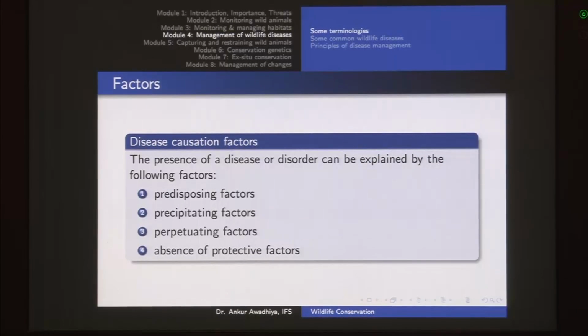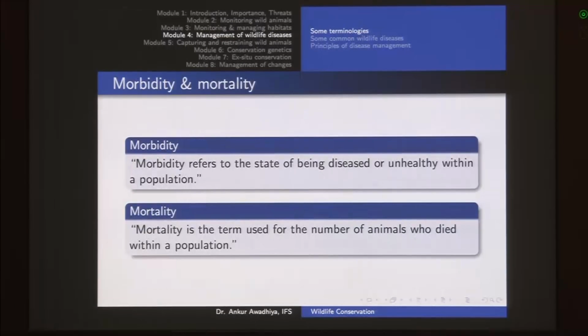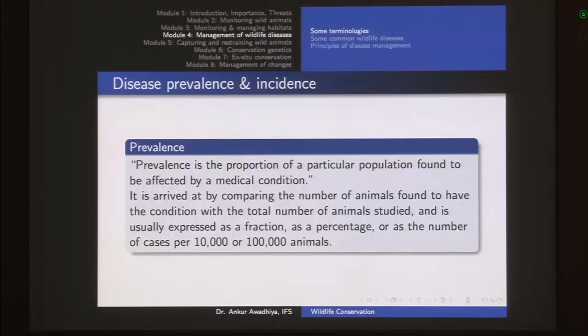Then perpetuating factors if it is kept in a surrounding where all the other animals are already diseased, it is not getting enough amount of nutrition, so this disease will perpetuate. And then absence of protective factors. So if the immune system is not working properly, then there is an absence of the protective factors. Next we differentiated between morbidity and mortality. So morbidity is getting sick, mortality is dying off.